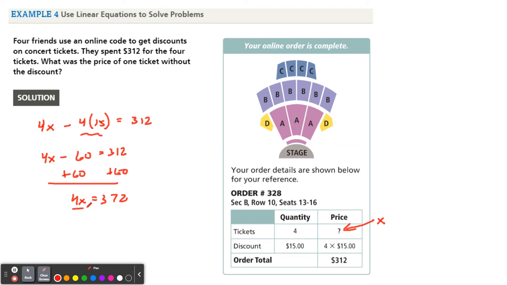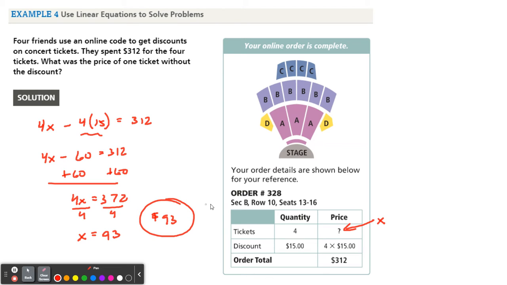And now we're going to divide both sides by 4. X equals 4 does not go into 3, but 4 goes into 37 9 times. That's 36, right? 37 minus 36 is 1. So now you have a 12. 4 goes into 12 3 times, right? Just throwing out some mental math for those who need reminded. And there you go. What was the price of one ticket without the discount? $93. There we go.